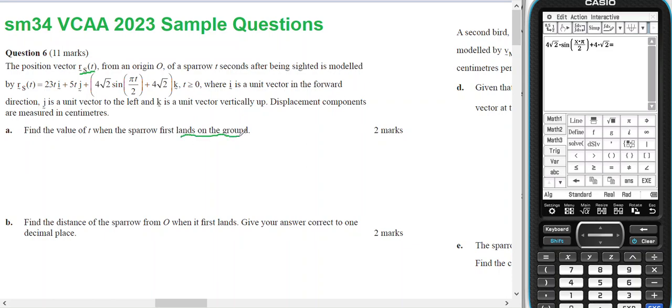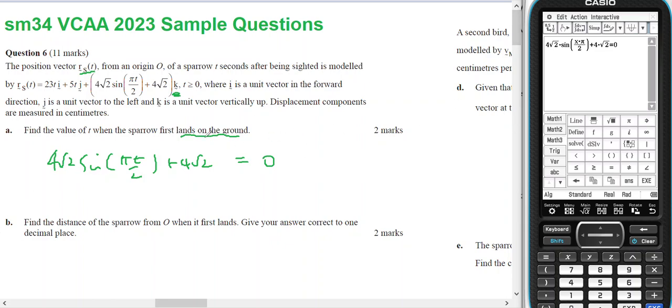When the sparrow first lands on the ground, the k component will be equal to 0. So 4 root 2 sine of pi t on 2 plus 4 root 2 equals 0. The reason is that if up and down is k, then k equals 0 on the ground. So on my calculator, I'm going to set that equal to 0 and solve for the time.